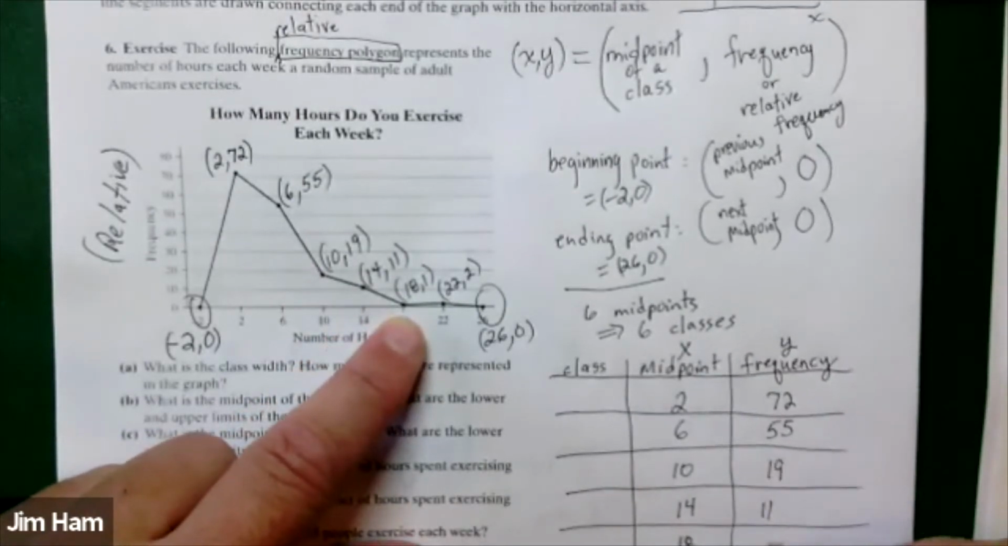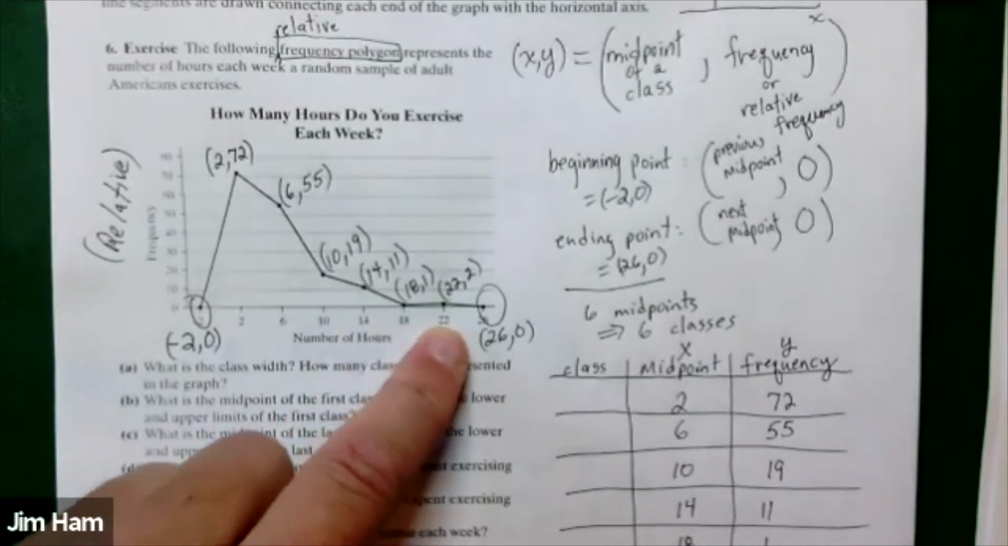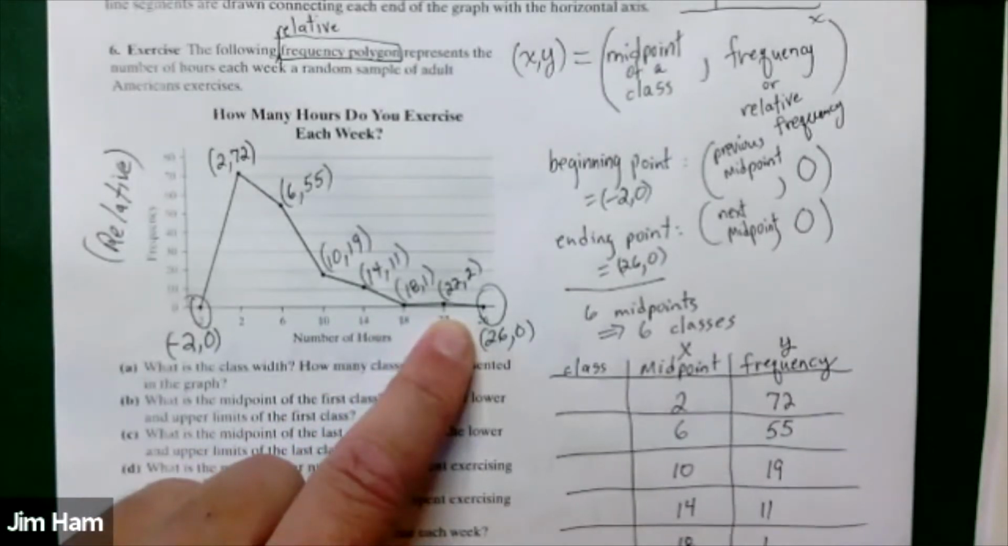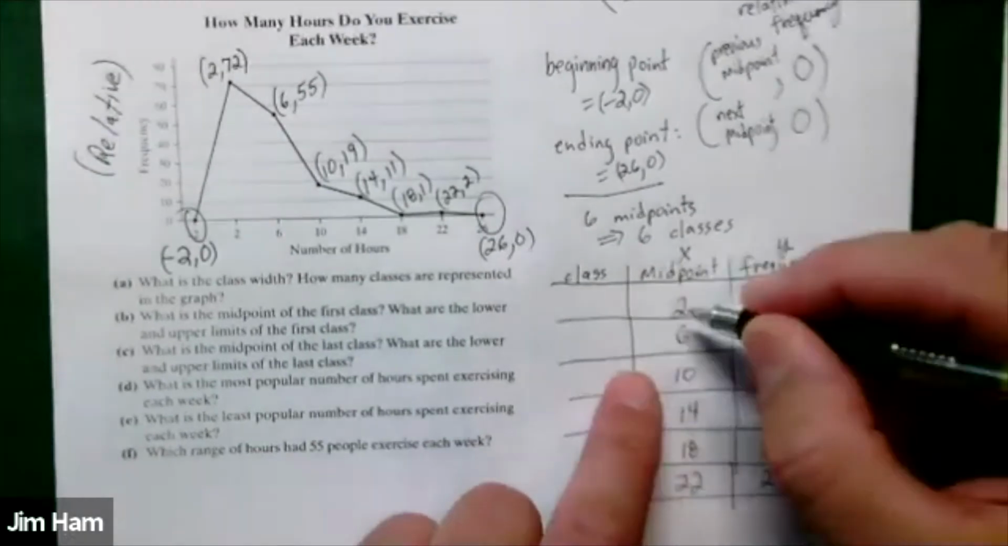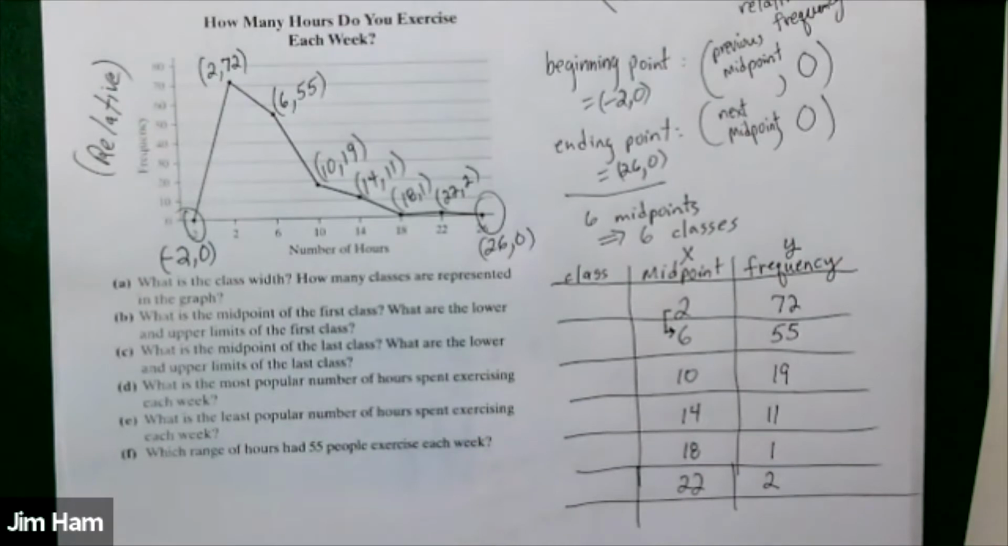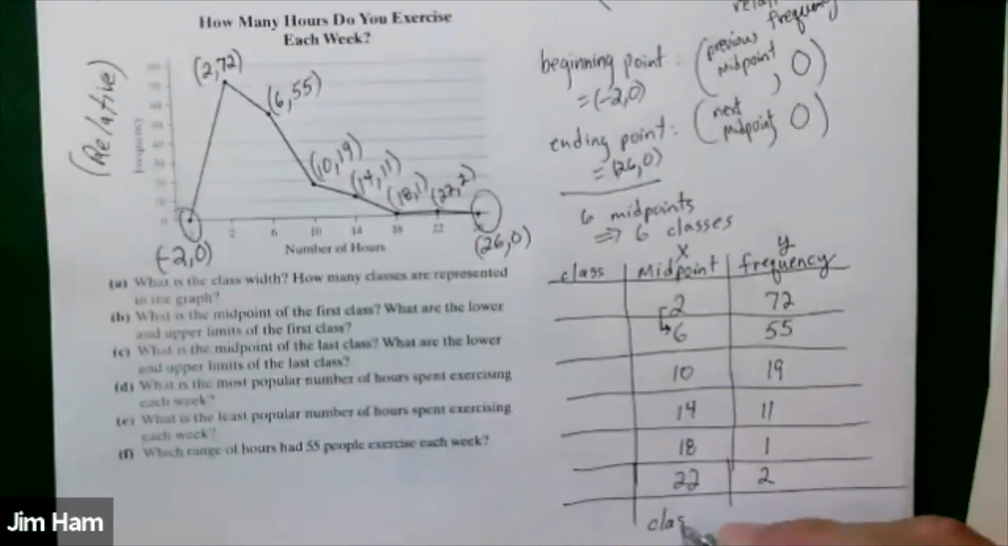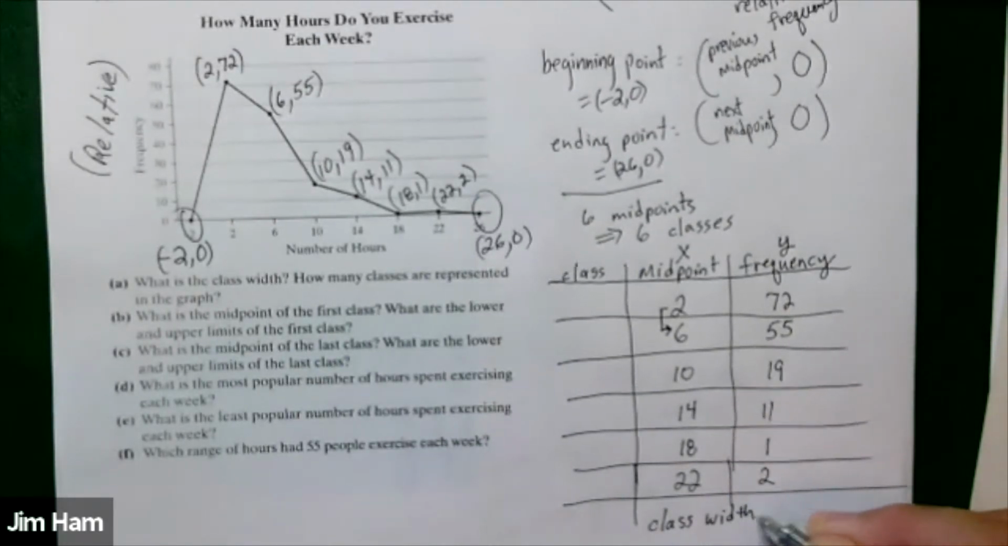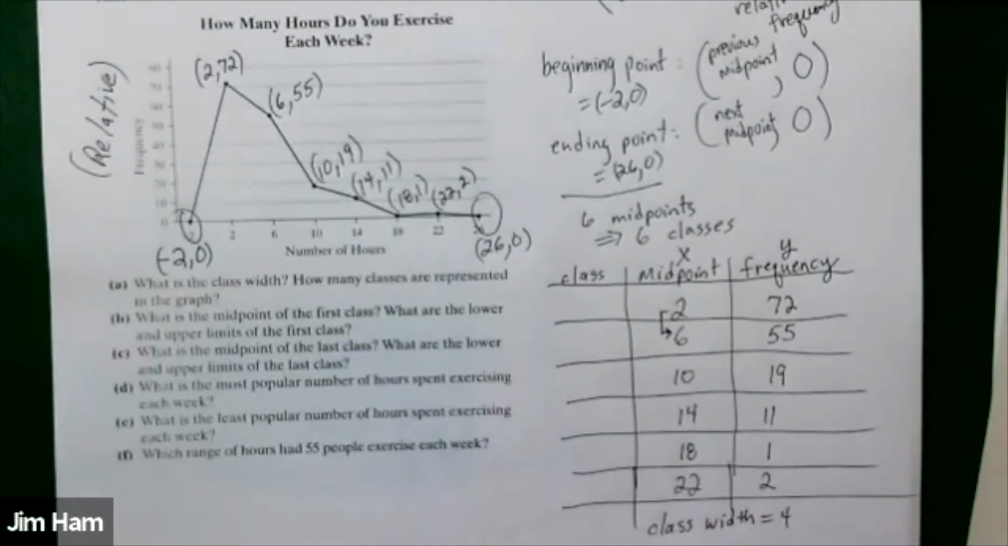The X and the Y coordinate of each point, the pair, midpoint, frequency. Now, if you note the distance between one midpoint and the next, in every case, you jump by 4. So from 2 to 6, you have to jump by 4. And from 6 to 10, you jump by 4. And so everything is jumping by 4. So since everything jumps by 4, we're going to say that the class width is equal to 4.